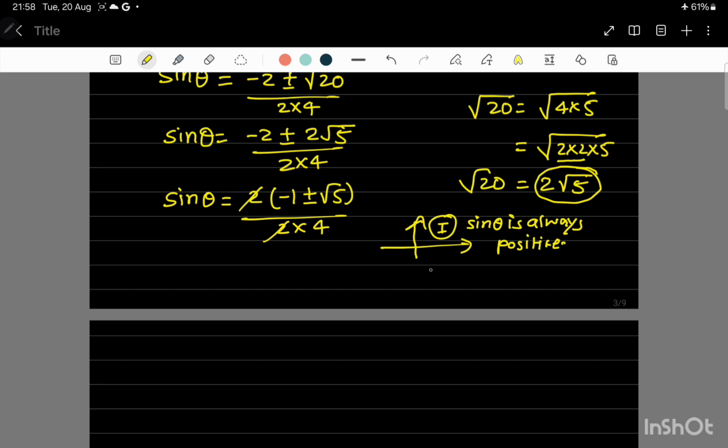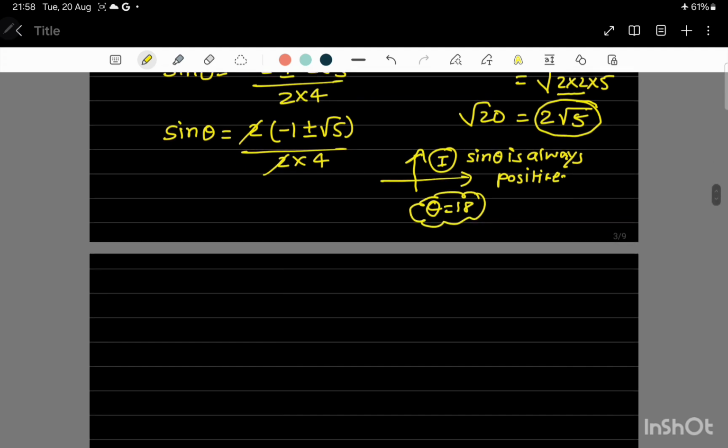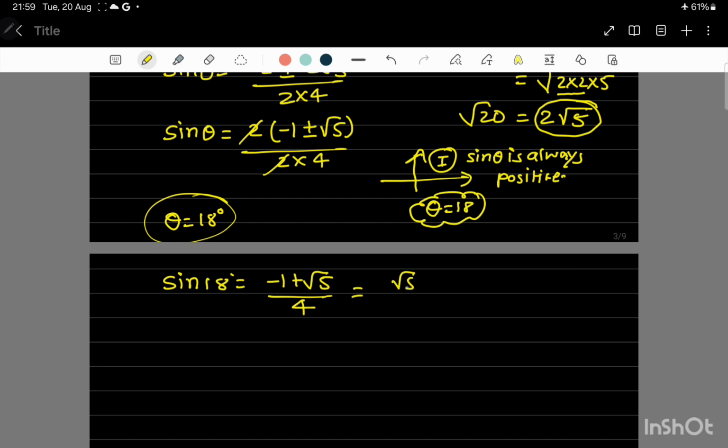So theta is equal to 18 degrees. This theta lies in the first quadrant, so we consider only the plus value. So in place of theta we can write 18 degrees. So sine 18 degrees is equal to (-1 plus root 5) by 4. We can write this value as (root 5 minus 1) by 4. So this is the value of sine 18 degrees.